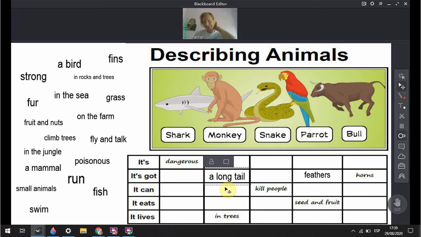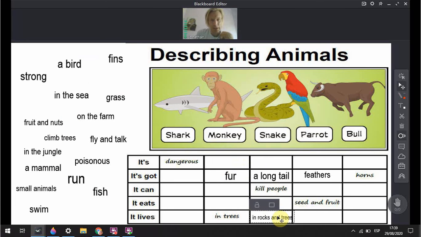And then I should tell you this, shouldn't I? It's got a long tail. It's poisonous. No, it's got a long tail. No, sorry, it's got a long tail is the snake, and it's got fur is the monkey. That's right. And the same thing happens with where it lives. It lives in rocks and trees, I think, is the snake, and it lives in the jungle is the parrot.